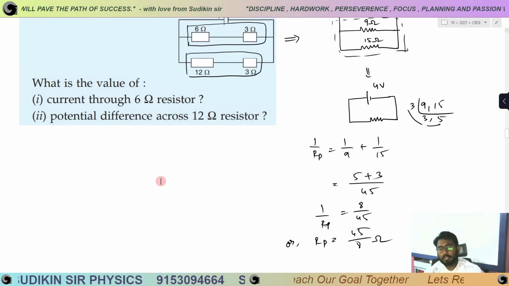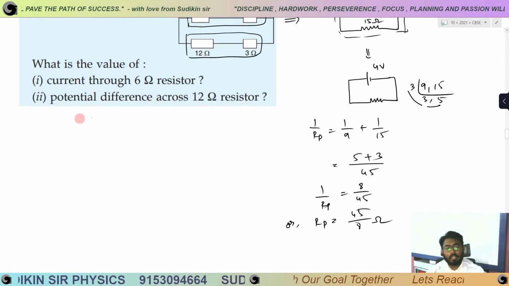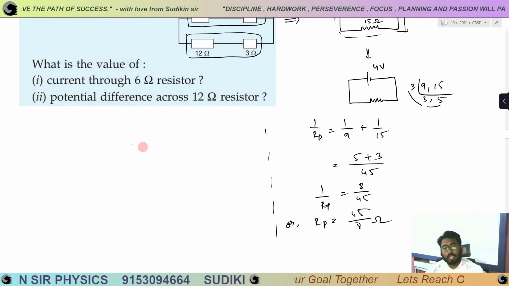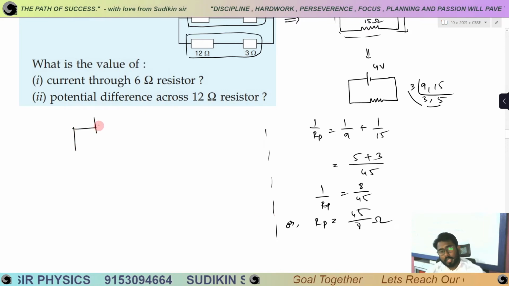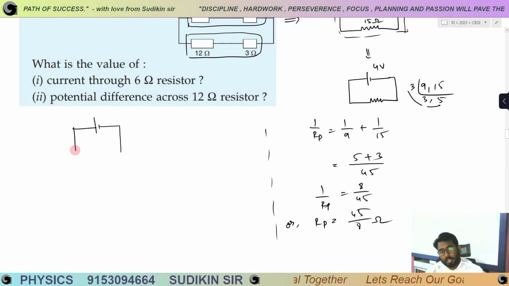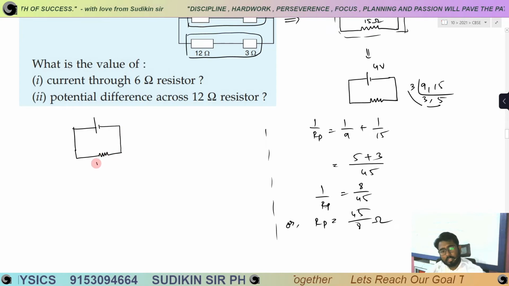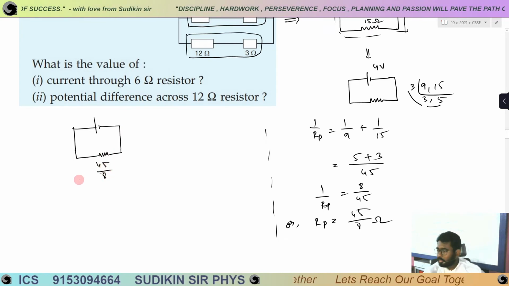So we have found out the equivalent resistance. So how can we write the circuit? Can we write the circuit in this way, that we have a 4 volt and here we have a resistance which is 45 by 8, right?